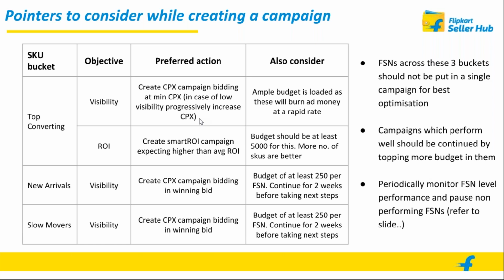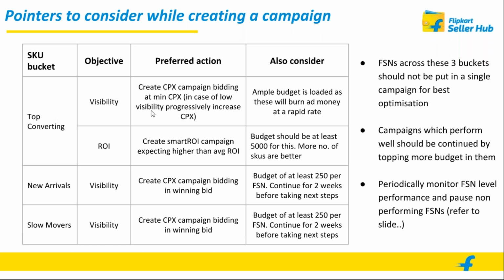Now, what is the CPX that I put in out here? For something which is anyway top converting, you do not need to bid very high. You can probably start off near about the base CPX, which is the default CPX that comes out there. Might slightly bump it up by a small percentage if you like, but not bid very high, which will not be required for these top converting sort of products.